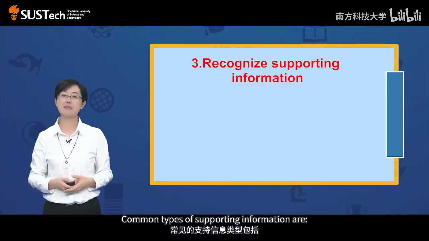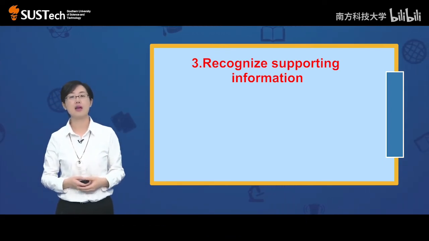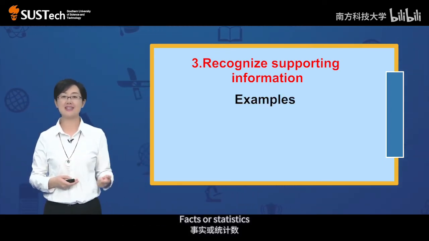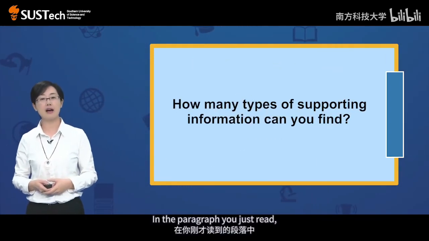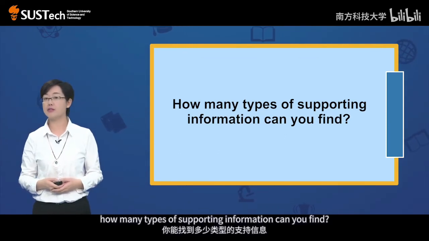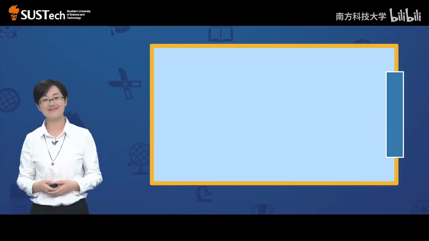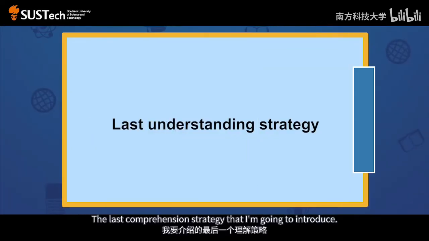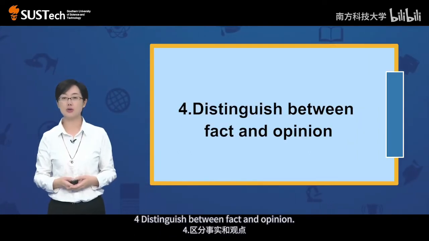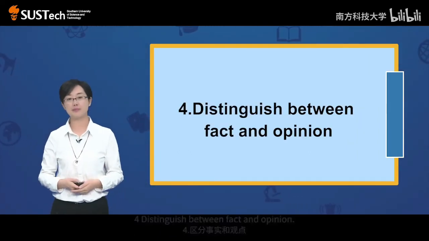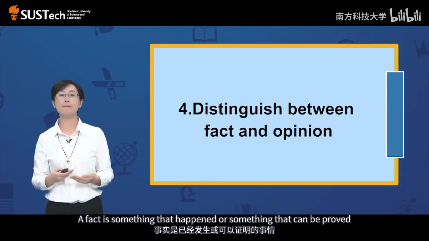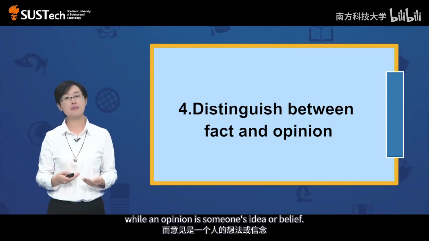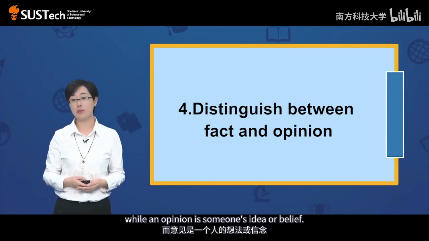Here are some common types of supporting information. Examples: facts and statistics, reasons, cause and effect. In the paragraph you just read, how many types of supporting information can you find? Okay. The last comprehension strategy that I'm going to introduce here is distinguish between fact and opinion. A fact is something that happened or something that can be proved, while an opinion is someone's idea or belief.